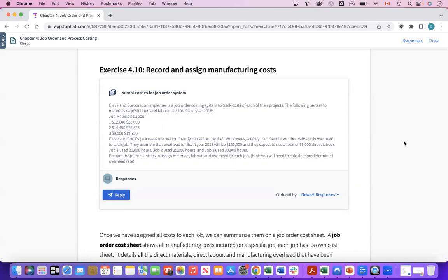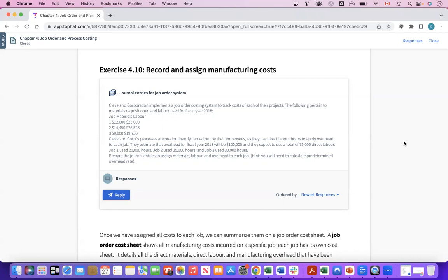Cleveland Corp's processes are predominantly carried out by their employees, so they use direct labor hours to apply overhead to each job. That's a key thing you've got to pick up there when you're going to calculate your predetermined overhead rate. They estimate that overhead for fiscal year 2018 will be $100,000, and they expect to use a total of 75,000 direct labor hours. Job one used 20,000 hours, job two used 25,000 hours, and job three is going to use 30,000 hours.